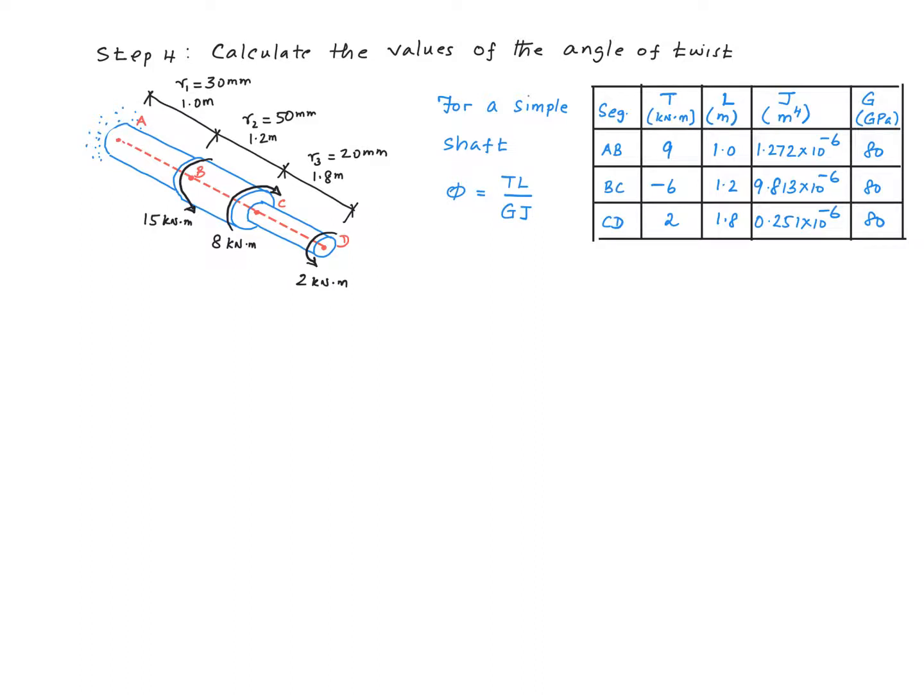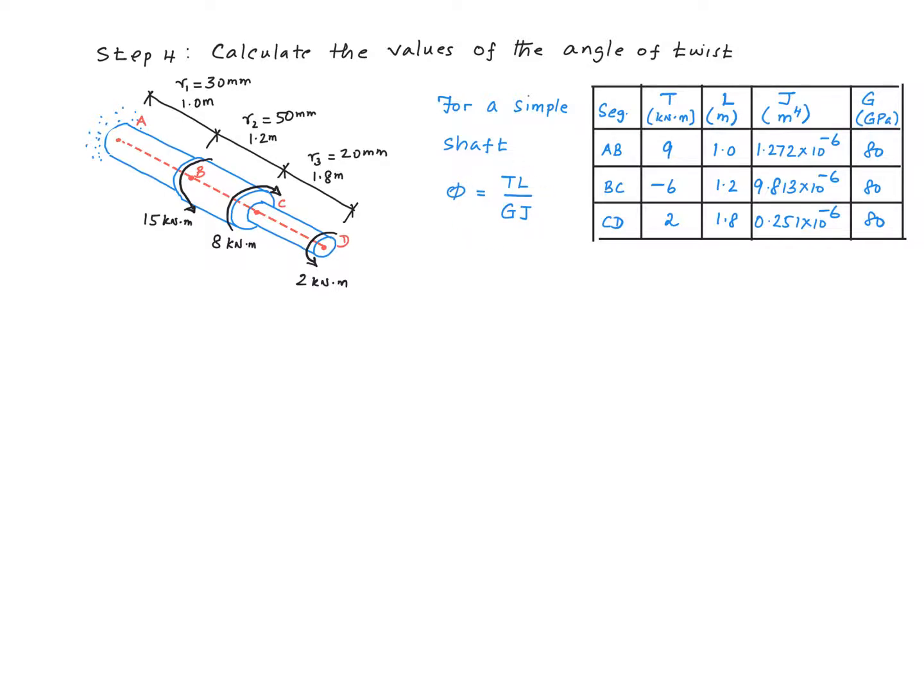Step number 4, calculate the values of the angle of twist. From the theory slide, we know that if I have a simple shaft with a single segment of length L, this is the formula for calculating the angle of twist. In other words, if one end of that simple shaft is fixed, the other end is going to twist by this angle. But in our problem, we have 3 segments, but I can still calculate the angle of twist for each segment using this formula.